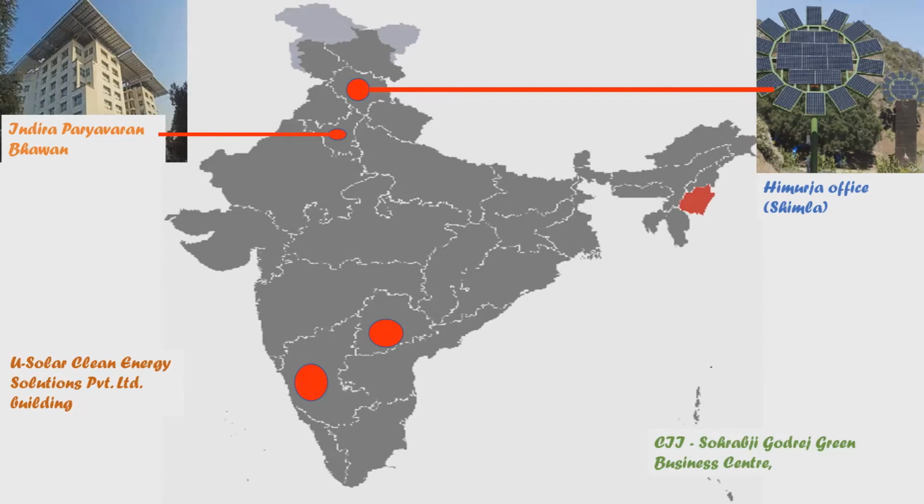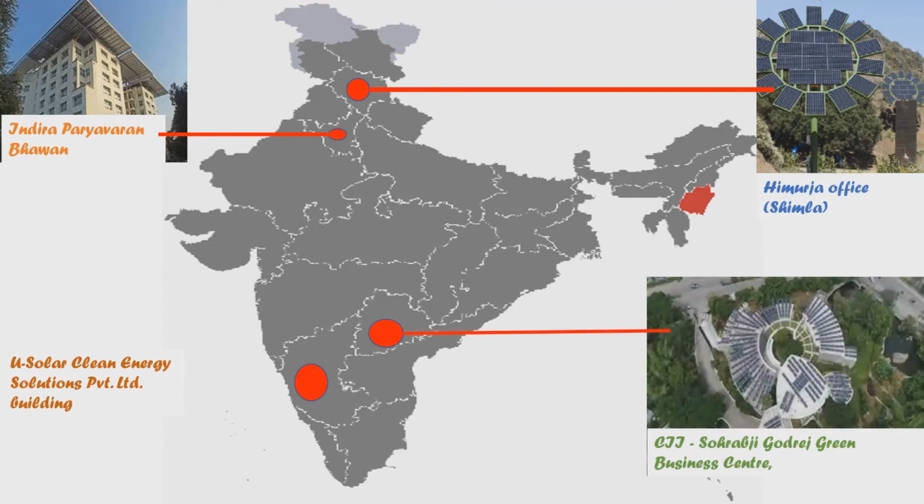The next one is the CII Sohrabji Godrej Green Business Center that is situated in Hyderabad. The building incorporates several energy and environment friendly features, including solar PV systems, a passive cooling system using a wind tower, and much more. The green building boasts a 50% saving in overall energy consumption. The solar PV has an installed capacity of 23.5 kilowatts. Also, 20% of the building energy requirements are catered to by solar photovoltaics.